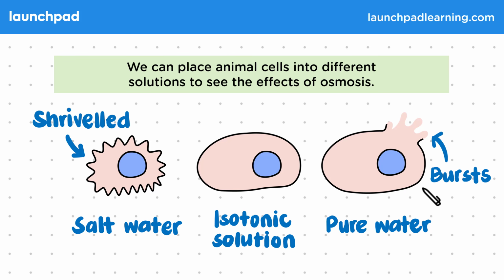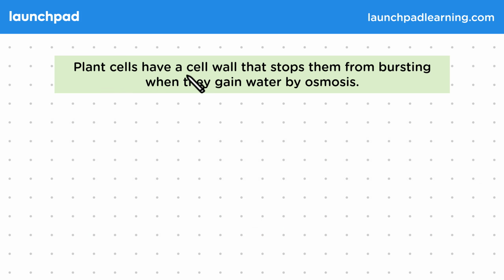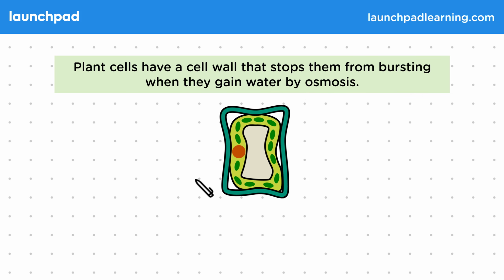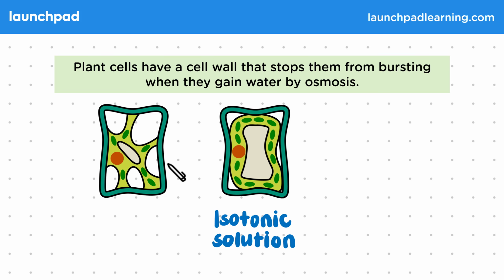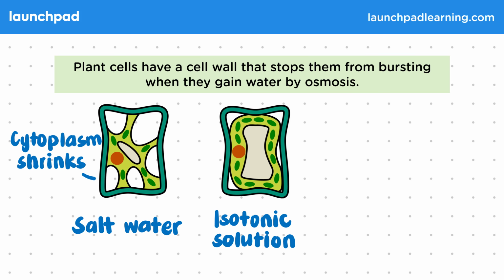What's the effect of osmosis on plant cells? Plant cells have a cell wall that stops them from bursting when they gain water by osmosis. So this is what the plant cell is going to look like when it's placed in an isotonic solution. Remember, in this scenario, there'll be no net movement of water into and out of the plant cell. This is what the plant cell would look like if we placed it in salt water. In this example, the cytoplasm would shrink, causing the plant to wilt.